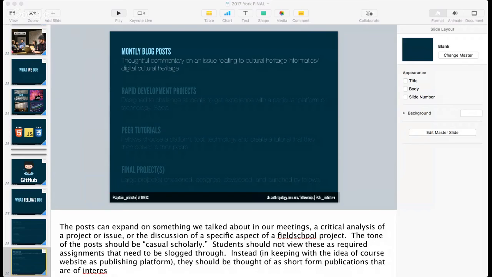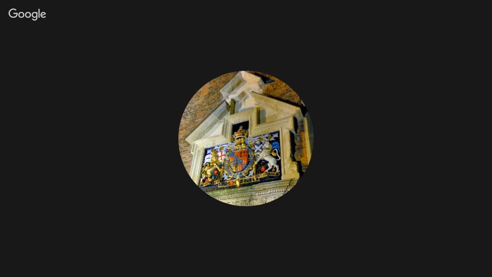Then they also do rapid development projects. Again, I talk at them, I teach them, but I want them also to apply this stuff. So during the first half of the fellowship, based on what we're talking about, spatial visualization, data, JavaScript, whatever, I will then give them a challenge. I will say, all right, I want you to build X. I want you to use X data. I group them up and then I just say go to it. And they essentially have a week and a half to rapidly build a project based on my directions.